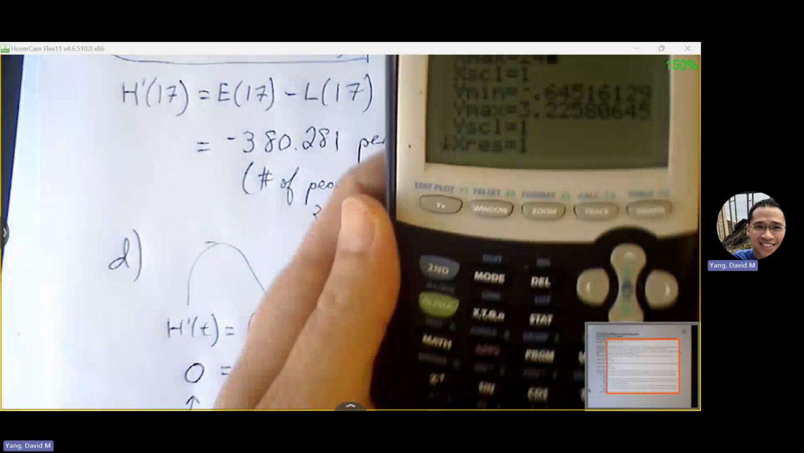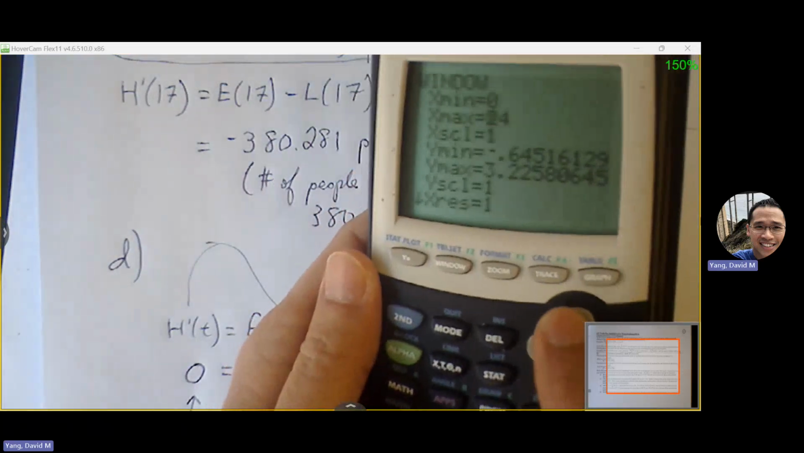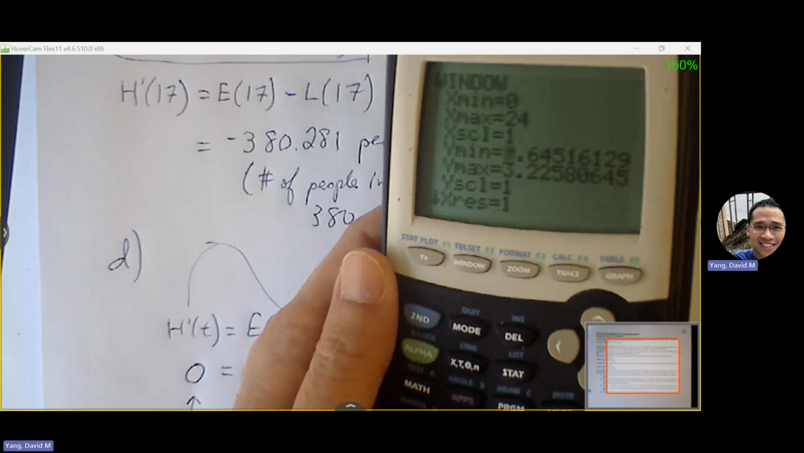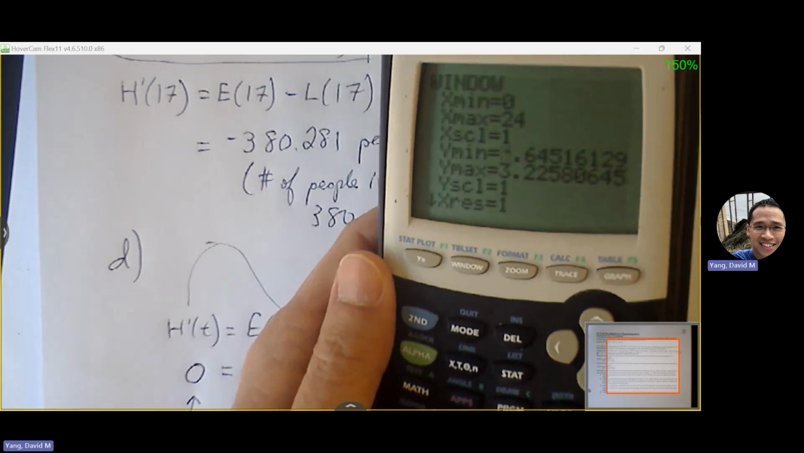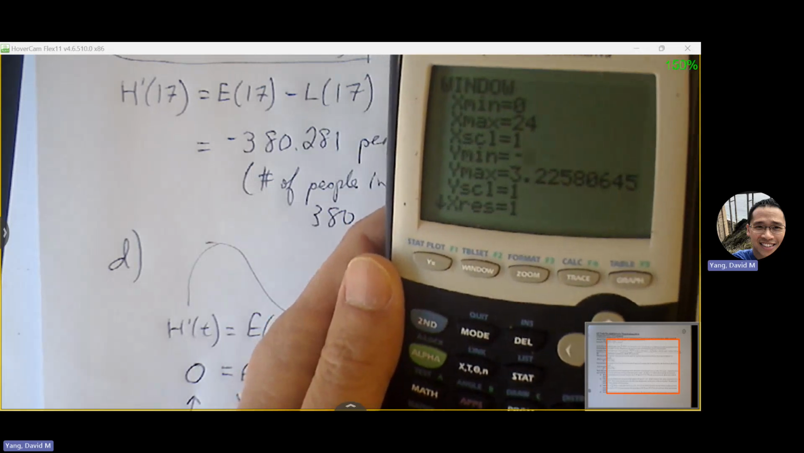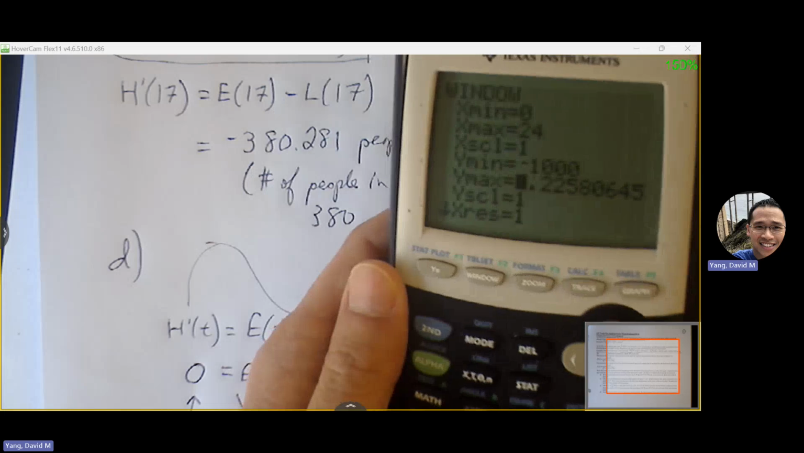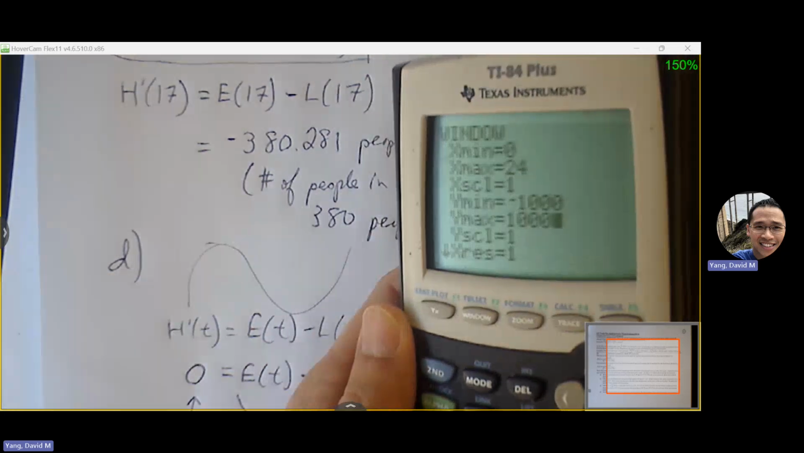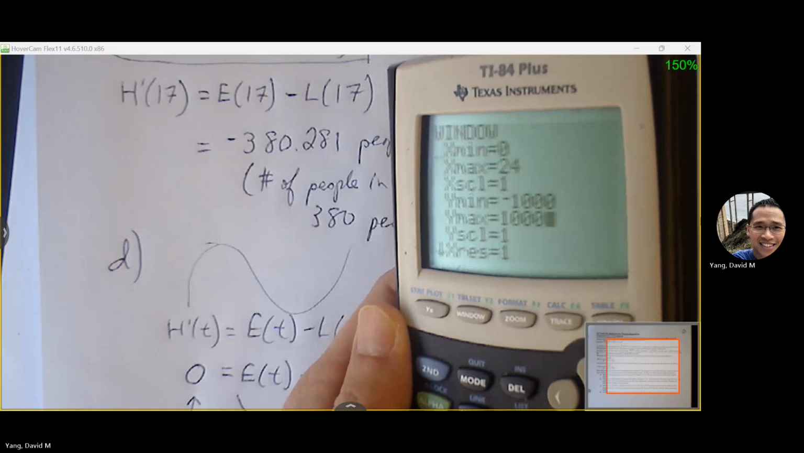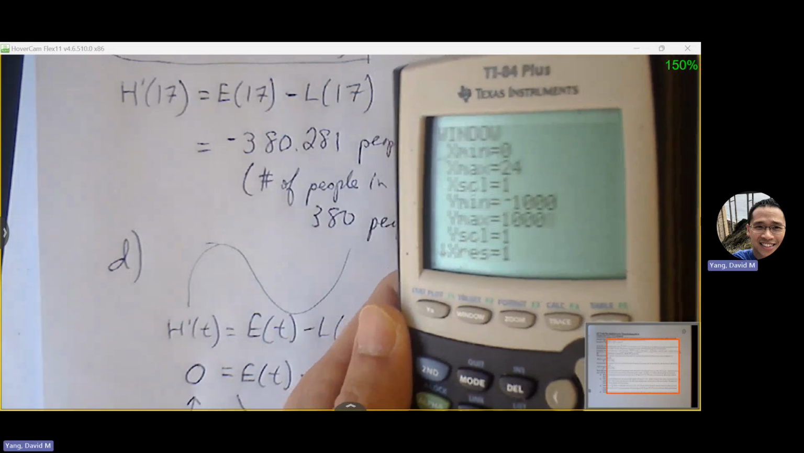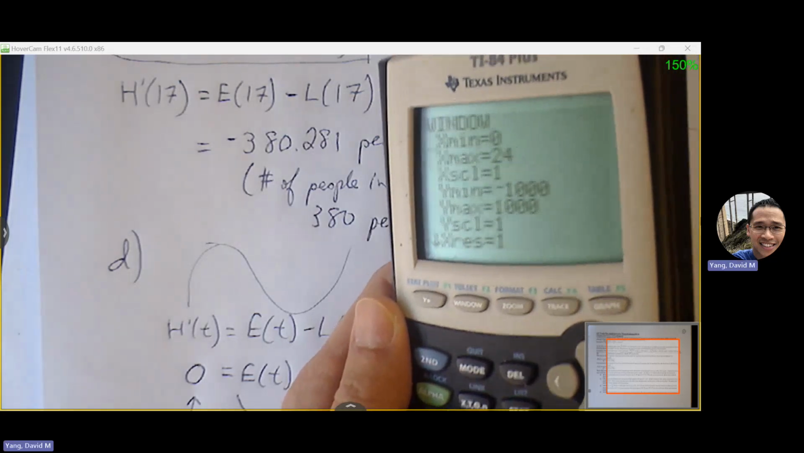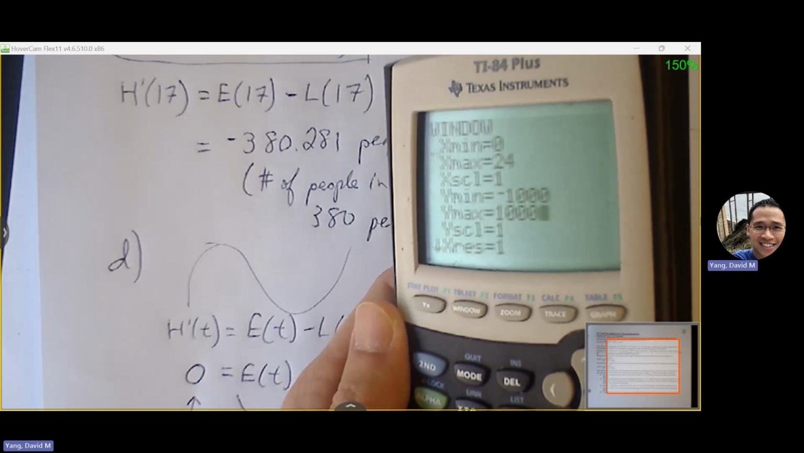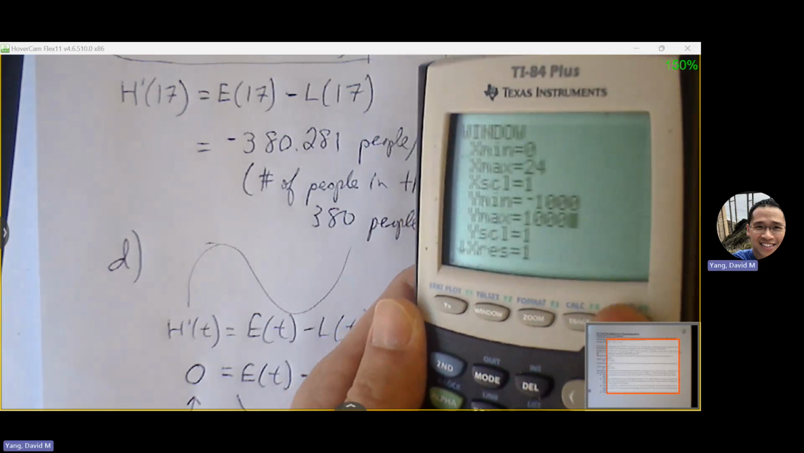So for y min, y max, I'm just going to pick really large numbers in the hopes that I can see a curve. Otherwise, it'll just be too zoomed in and it'll look like a straight line. So let me do negative 1,000 to 1,000, just because my numbers in my functions are pretty large. So for x min, x max, I chose 0 and 24. For y min, y max, I'm going to choose negative 1,000 and 1,000 just to see what my graph looks like. Okay, hit graph.